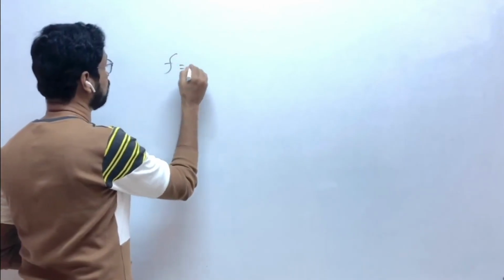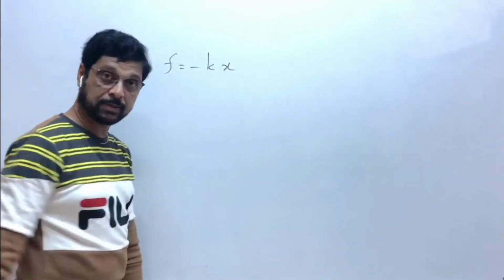The simple harmonic motion that we studied up to now was linear SHM, simple harmonic motion in a straight line. SHM can be angular also, and there you can use the analogous quantities. For example, in linear SHM, which is what we have studied so far, we saw that F is equal to minus kx.